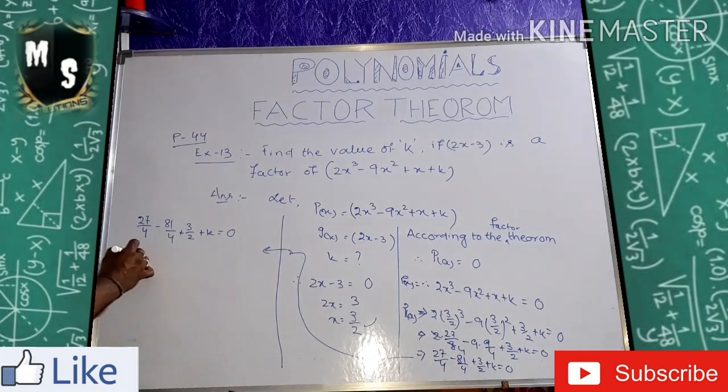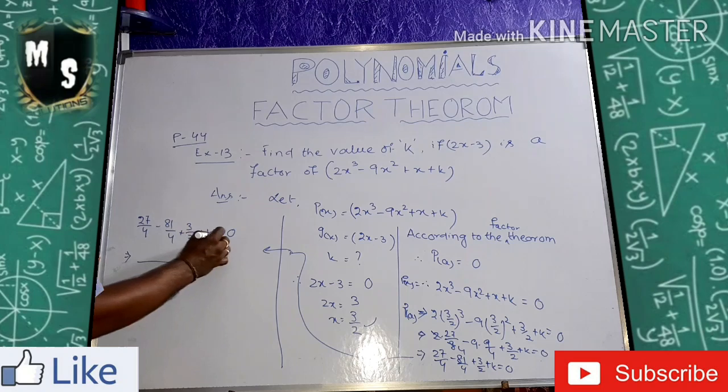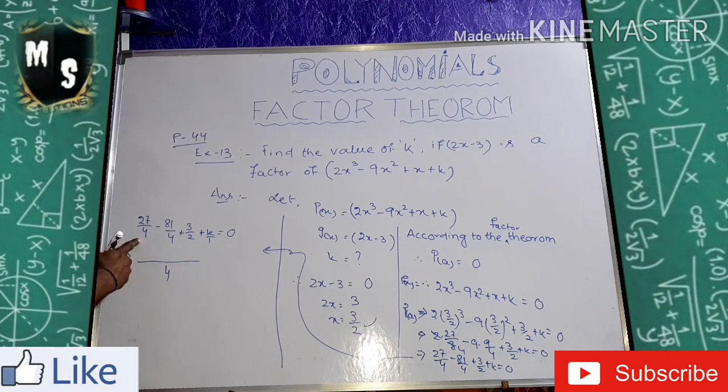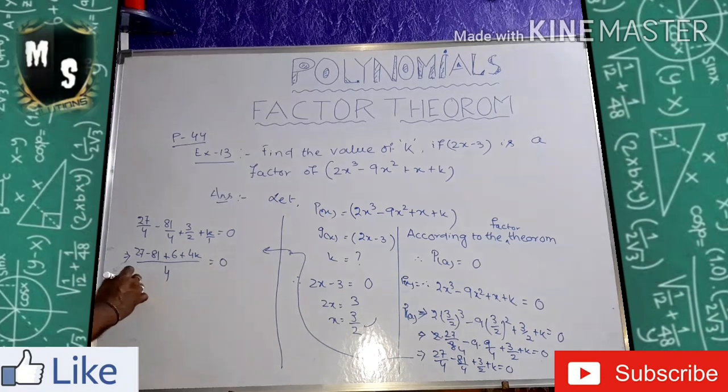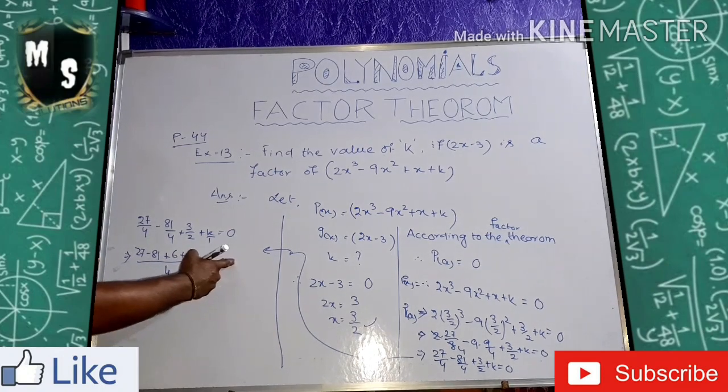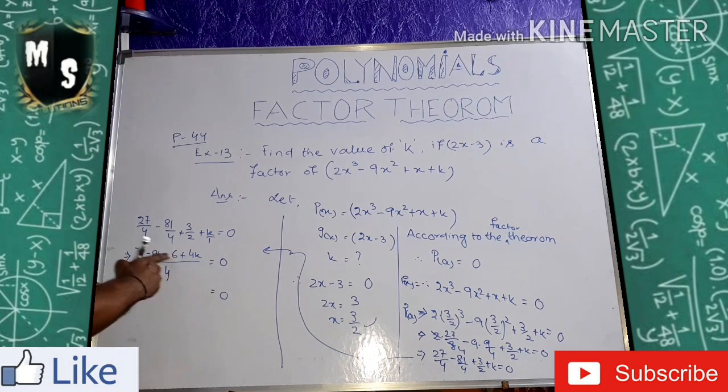So now take the LCM. The LCM is 4. 4 by 4, 1, 1 into 27, 27 minus 81 plus 4 by 2, 2, 3 is 6, plus 4 by 1, 4 into k, 4k is equal to 0. Now here 4 is divided, when you go to that side, it is multiplied. 0 into 4, that is equal to 0. What is remaining here? 27 plus 6, 33 minus 81. 33 minus 81 plus 4k is equal to 0.